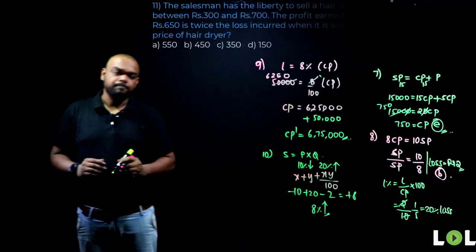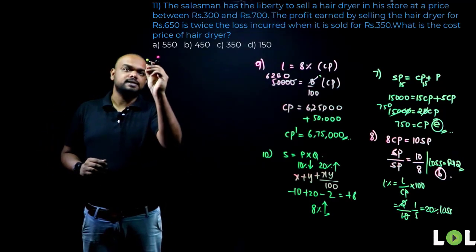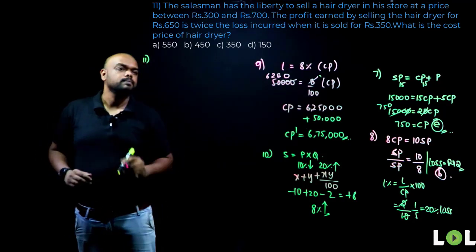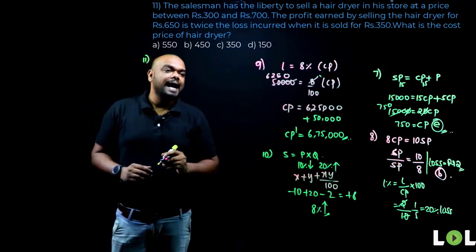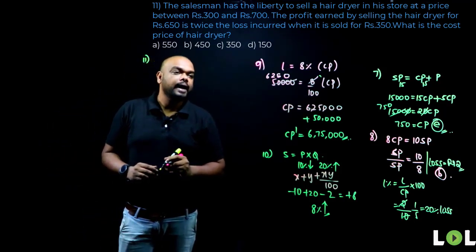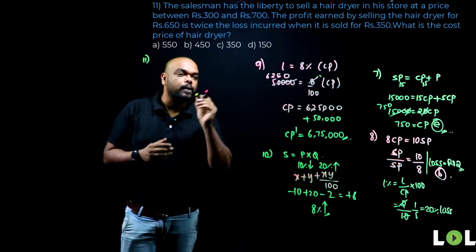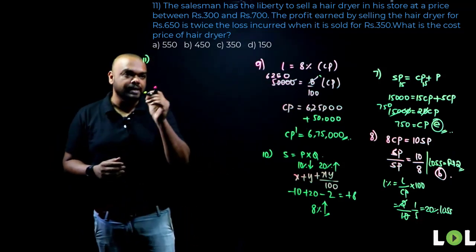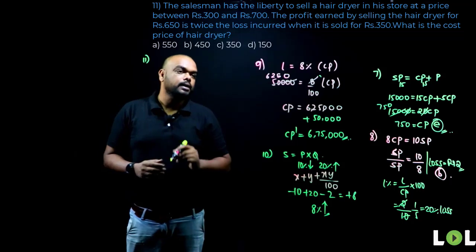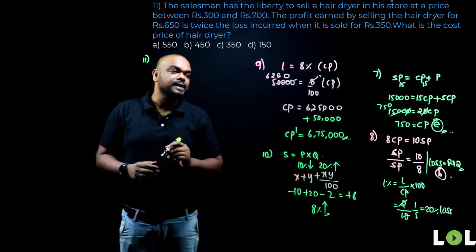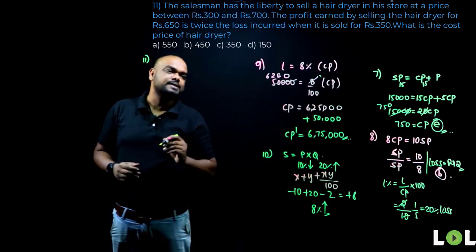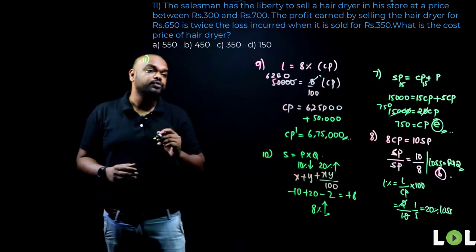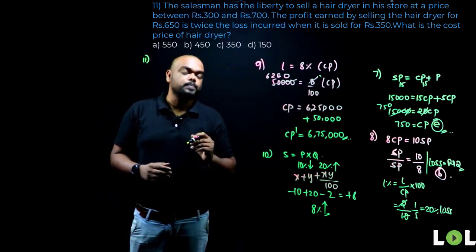Question number 11. What does it say? A salesman has the liberty to sell a hairdryer in his store at a price between rupees 300 and 700. The profit earned by selling the hairdryer for rupees 650 is twice the loss incurred when it is sold for 350. What is the cost price of the hairdryer?